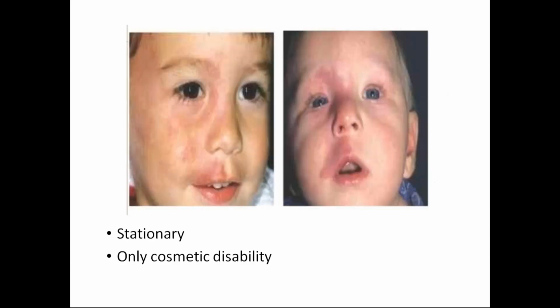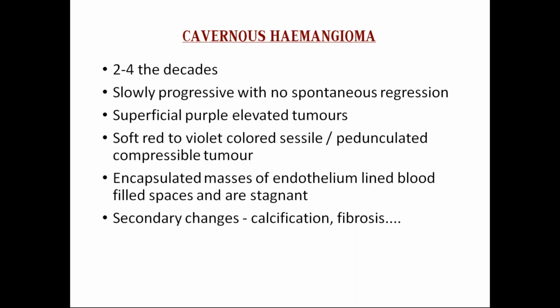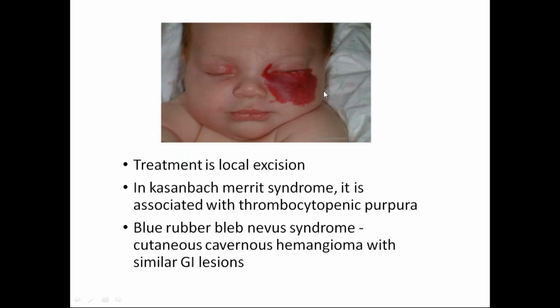You can see here it gives rise to just a cosmetic deformity. With age, usually they decrease, and in some people it remains. And venous tumors are mainly called cavernous hemangiomas. They are commonly seen in the second to fourth decade, usually progressive, and there is no spontaneous regression in cavernous hemangioma or venous tumors. They are encapsulated masses of endothelium-lined blood-filled spaces which are stagnant, and usually secondary changes like calcification or fibrosis are seen in cavernous hemangioma. And this is an example of cavernous hemangioma.